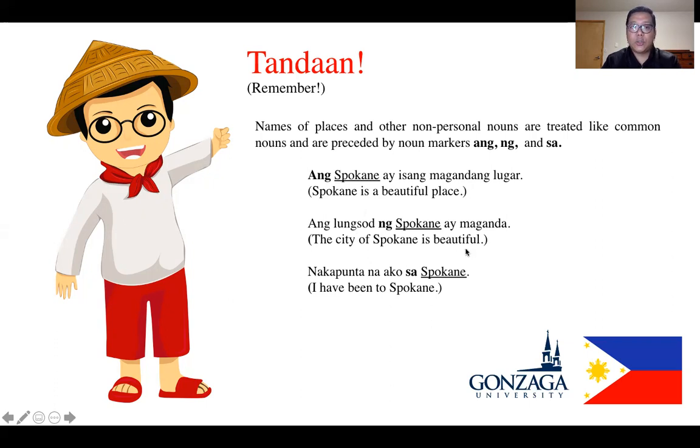Or, as I mentioned, sa functions like a preposition in Filipino grammar. So you say, nakapunta na ako sa Spokane. I have been to Spokane. Okay? So again, if the noun next to it is a proper noun for a place, you can use ang, nang, or sa.